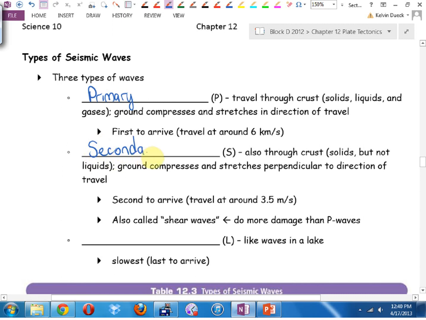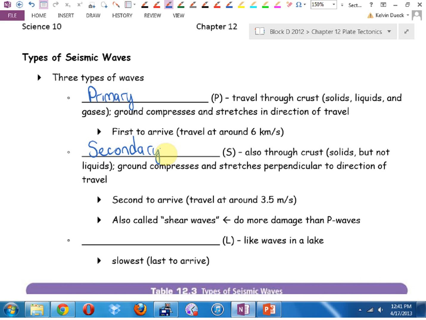The S waves. Kenzie, these ones also travel through the crust, but they don't travel through liquids that well. The ground compresses and stretches perpendicular to the direction of travel. I'll show you an animation in just a second. They're the second one to arrive. They travel at about 3.5 kilometers per second, so almost half the speed, a little more than half the speed. They're also called shear waves. They do more damage than P waves.